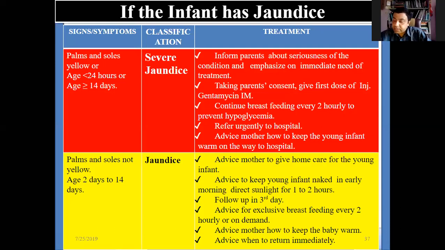You need to inform the parents about the seriousness of the condition and emphasize the immediate need of treatment. Taking parents' consent, give first dose of injection gentamicin. Continue breastfeeding every 2 hourly to prevent hypoglycemia. Refer urgently to hospital and advise mother how to keep the young infant warm on the way to hospital: kangaroo mother care or other approaches, covering with blankets. Okay. This is for severe jaundice management.